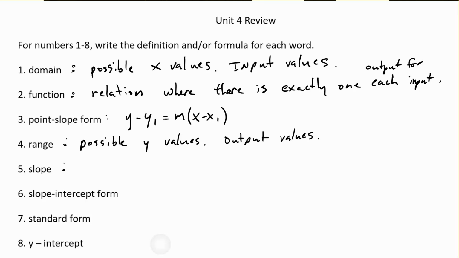Slope is change in y over change in x. We could say that's rise over run. We could say that's y2 minus y1 over x2 minus x1. We call that m as well.